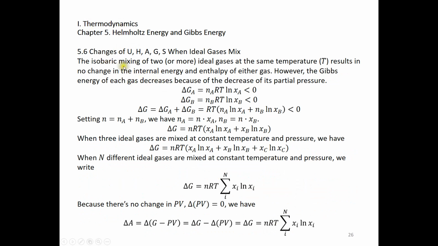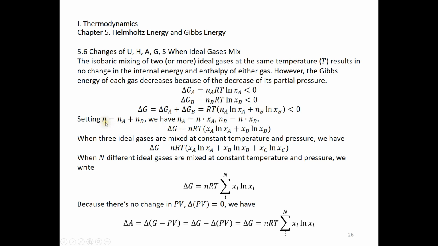Again, when we have the isobaric mixing of two ideal gases at the same temperature, there is no change in PVT, there's no change in U, there's no change in H. However, the Gibbs energy decreases. We have these two equations because after mixing, x sub A is less than 1, x sub B is less than 1. Therefore, delta G of A is negative, delta G of B is also negative, and we can sum it up. We get this.